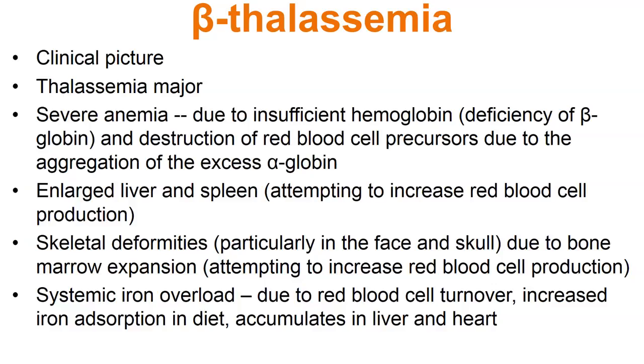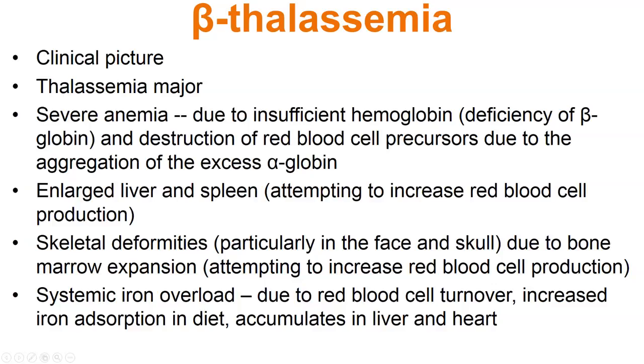In addition, the alpha chain tetramers are going to accumulate, and the accumulation of those alpha chain tetramers is going to cause a hemolytic anemia as well. Okay, they precipitate out; those cells get recognized as being damaged, and they're pulled out of circulation. So you get the symptoms of a severe anemia, and then you also get some additional symptoms. So you get an enlarged liver and spleen.